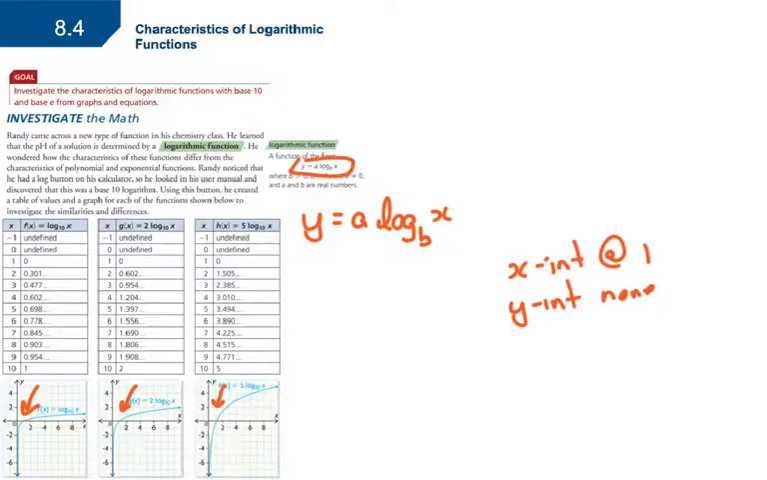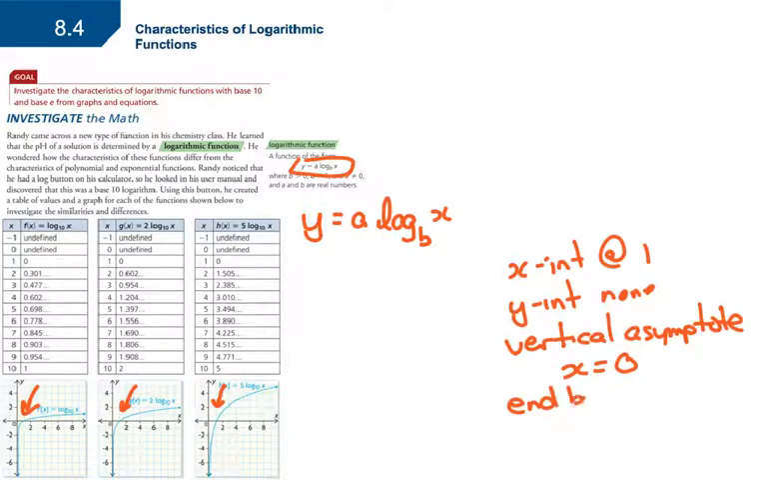Which means that these functions will have vertical asymptotes, and these vertical asymptotes will always be at x equals 0. The end behavior of log functions will always be going from quadrant 2 into quadrant 1.